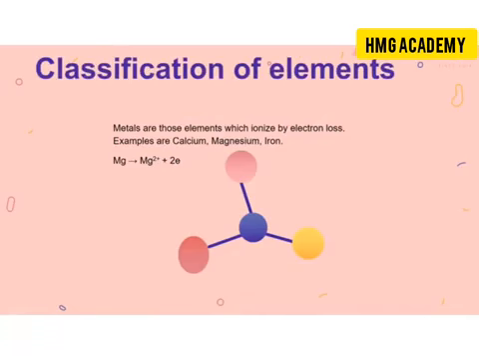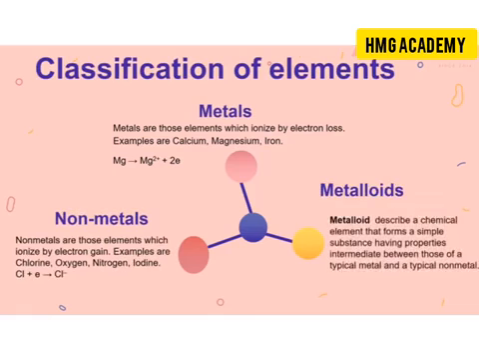And so guys, let's go on and talk about classification of elements. Elements are normally classified into metals, non-metals, and metalloids. Now, the metals are those elements which ionize by electron loss. They normally lose electrons. Examples are calcium, magnesium, iron, etc. And you can see we are using magnesium as an example here. You can see how magnesium to your right hand side will lose 2 electrons to become Mg2+.